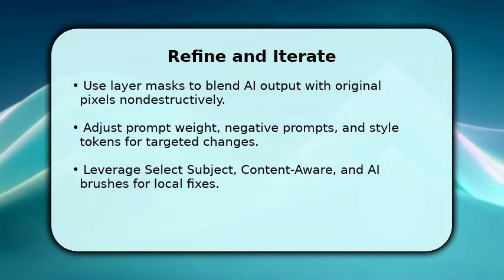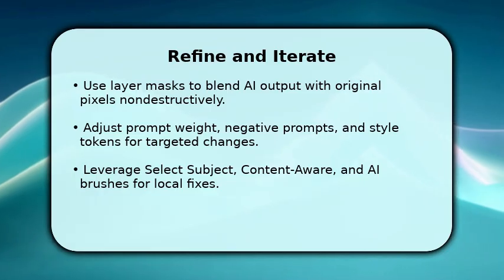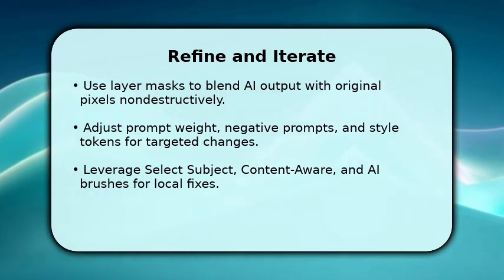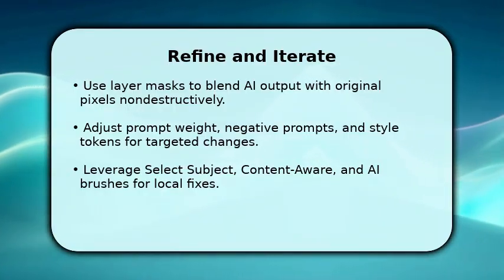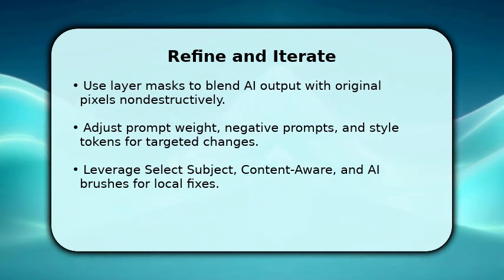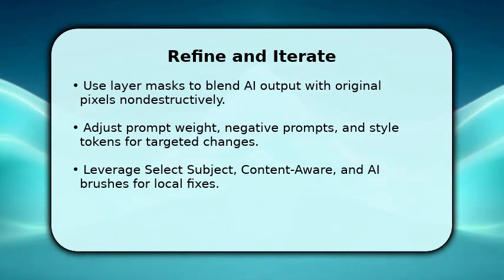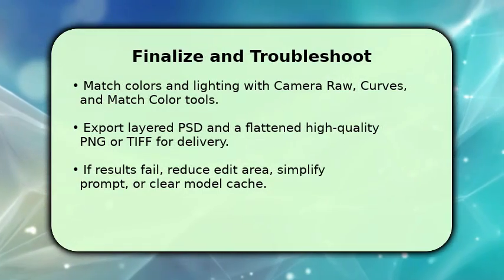You select subject and content-aware on problem areas, then apply AI brushes for texture-aware local fixes. As you iterate, flatten temporary previews to a new layer, and compare with the original to track improvement and avoid overprocessing. Finish by matching color and lighting.